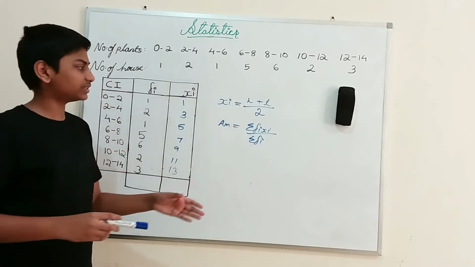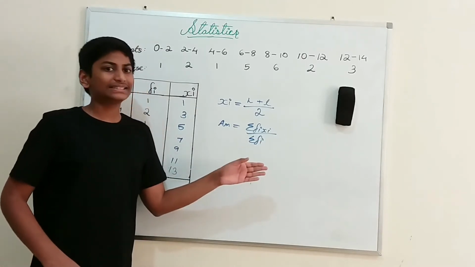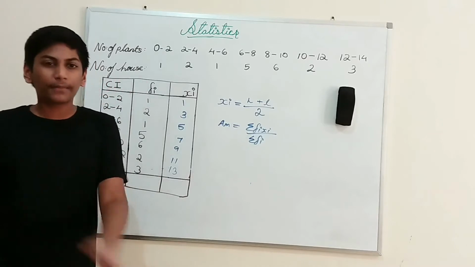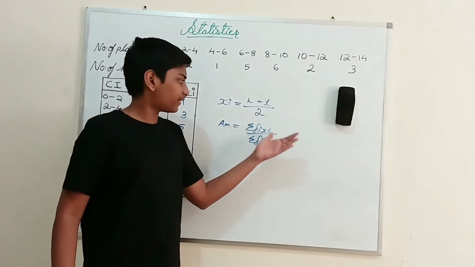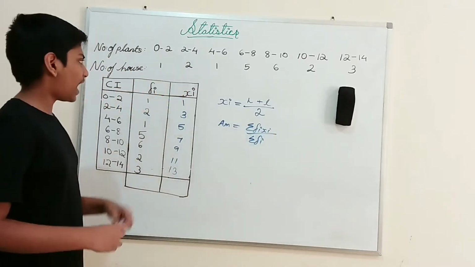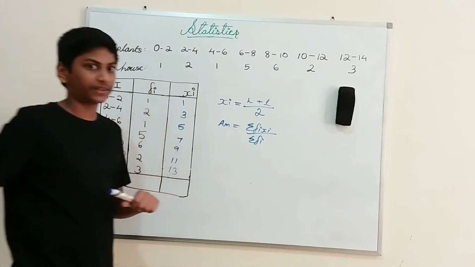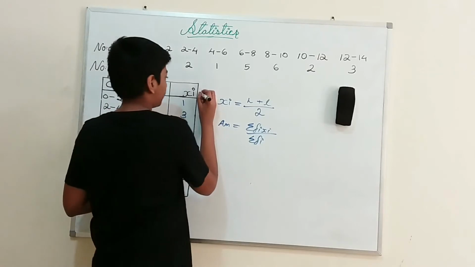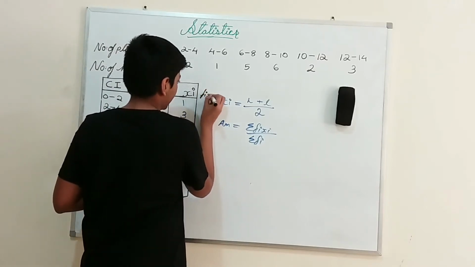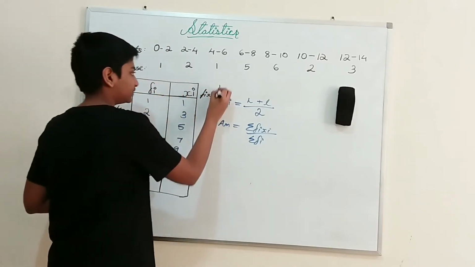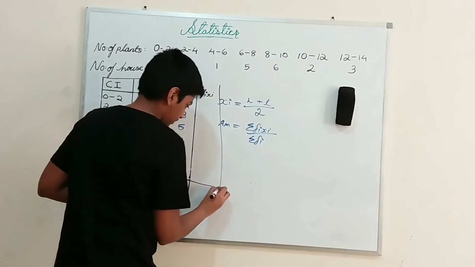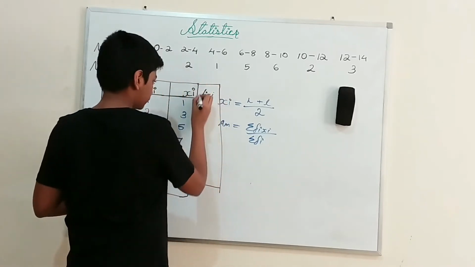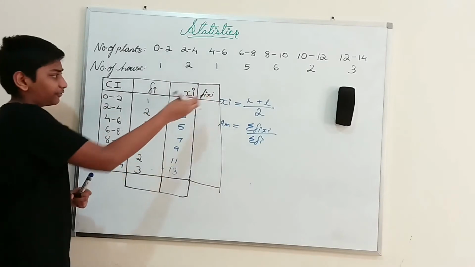Now what we need to do is, what is the sigma over here? Sigma is nothing but the sum of fi xi. Okay, so I forgot to add another column over here. There should be another column called fi xi. So this is a new column coming into our table. So what is this fi xi?